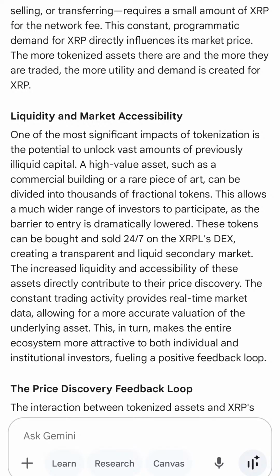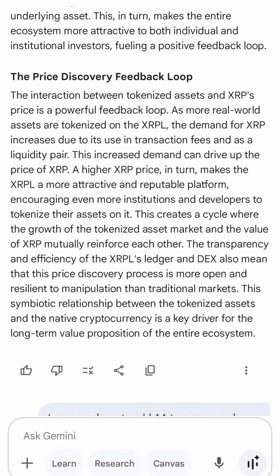Positive feedback loop, let's get into that. The price discovery for a feedback loop.